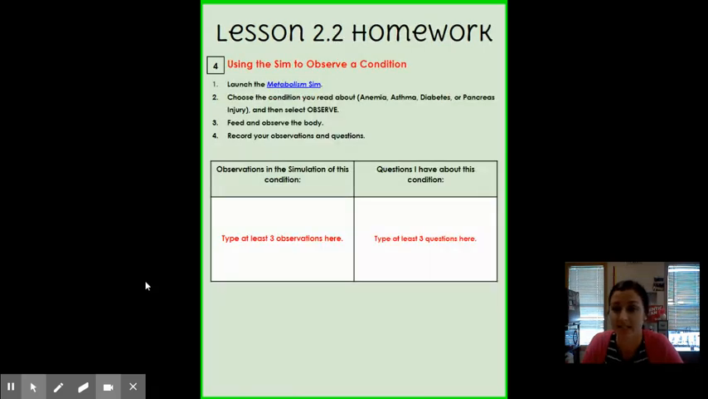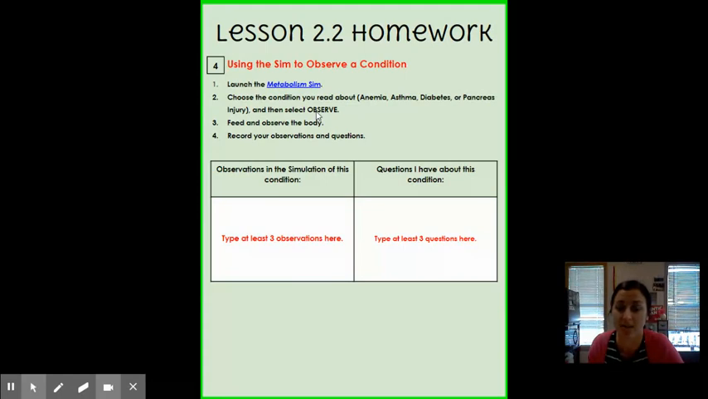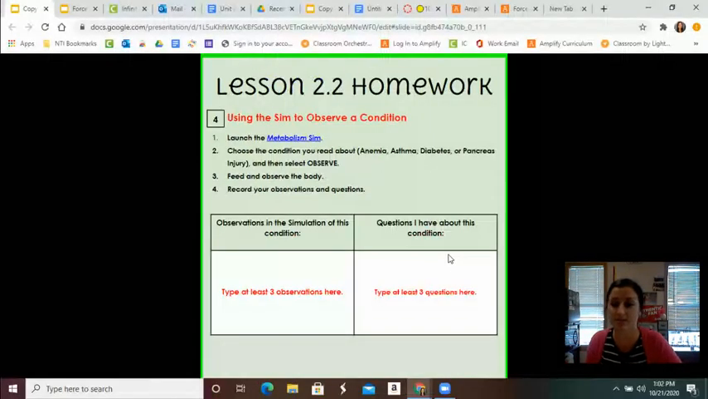The last thing that we did together was using the simulation, which is linked here. In the simulation, you are going to choose the condition that you read about. Whichever condition out of these four you became the expert on, you choose it and click observe. You use the simulation to observe what happens in the human body when a person has that condition. Then you record some observations and some questions that you have. You can see down here, you're doing 3 observations and then 3 questions.